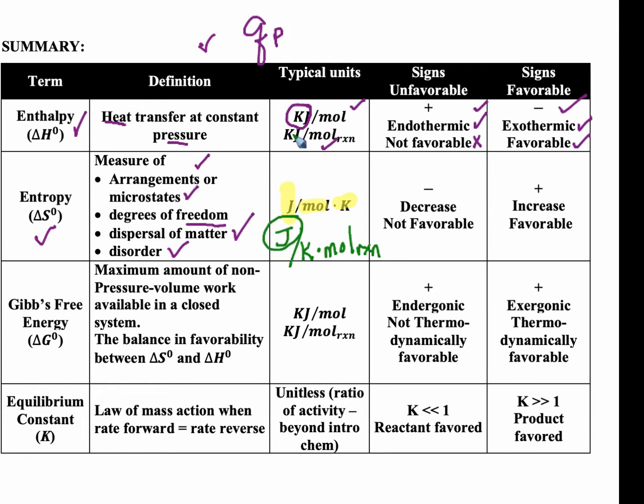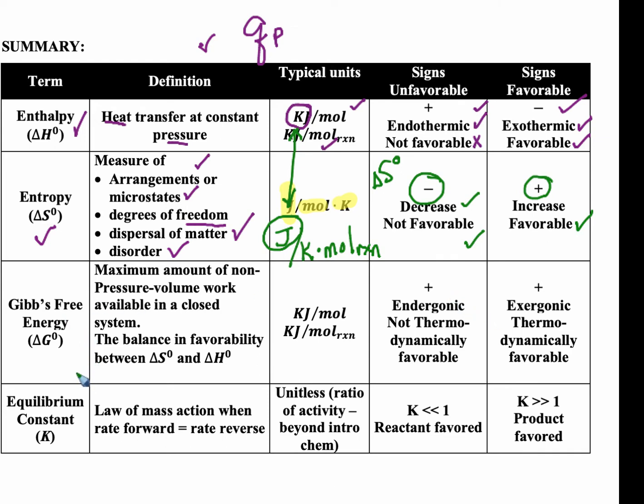So if we're going to be working with these, we're going to have to be careful to make sure we're dealing with the same units. So you're going to have to convert one or the other. A decrease is not favorable, and that would be a negative delta S. An increase, that's why I like freedom a lot, because an increase in freedom is very positive, and that's favorable.